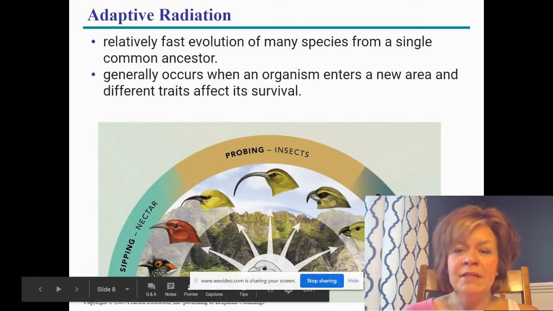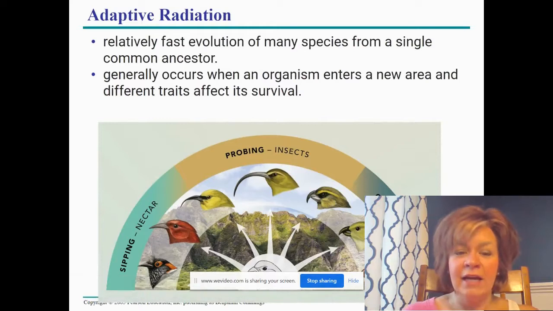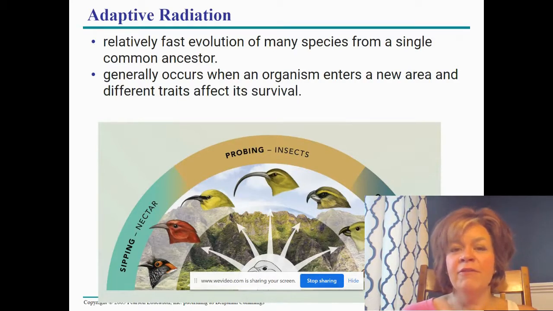Okay, what happens is when this separation has occurred, it will take time, but over time, each population will adapt to its environment. Changes will accumulate. Eventually, you end up with two new species. There's a word that's called adaptive radiation. A perfect example of this is the Darwin finches. Usually it's a relatively fast evolution, but all of these species of finches, if you look at the diagram, they all came from a common ancestor.